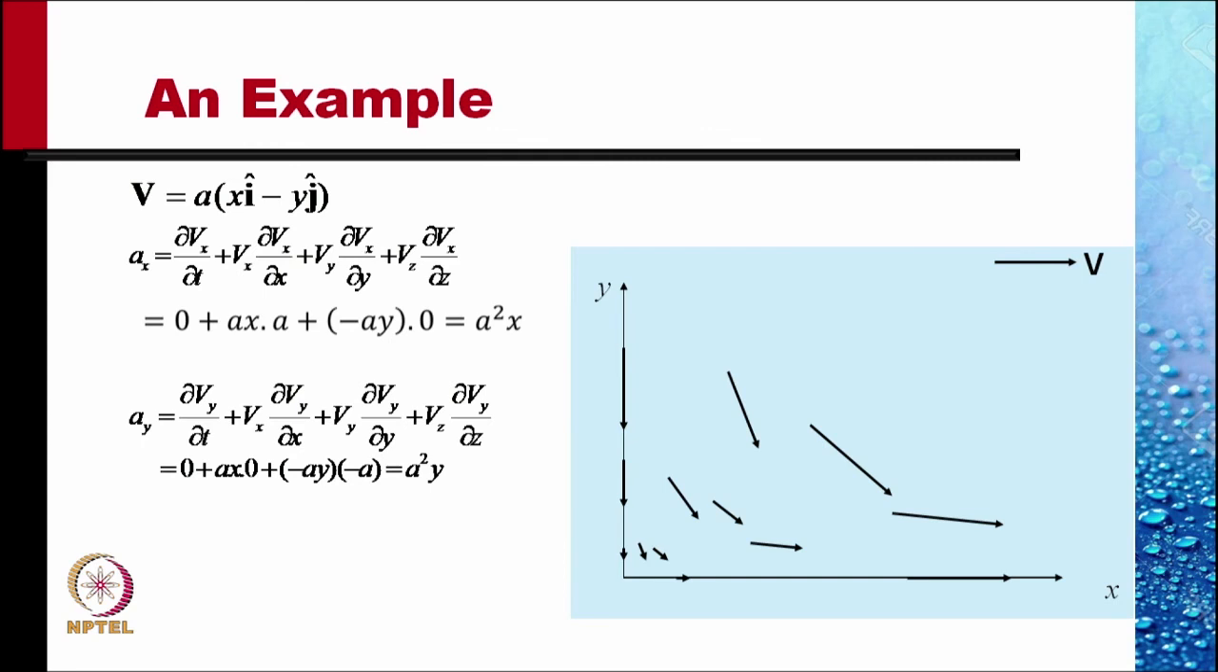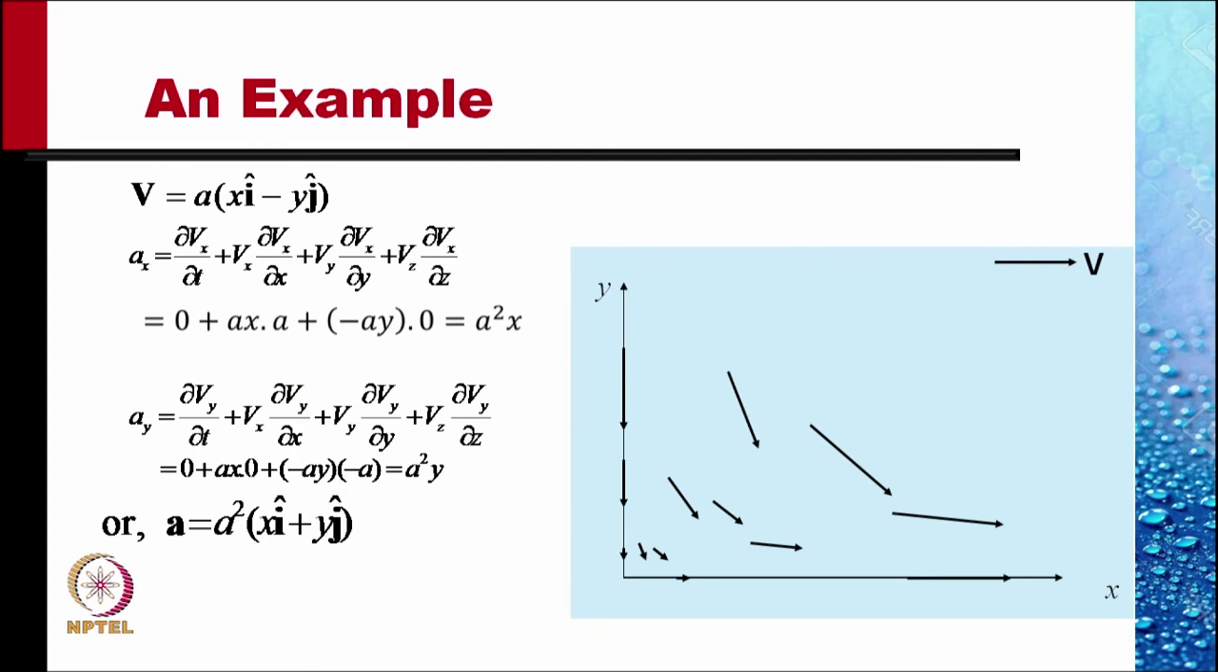So the acceleration vector is a square xi plus yj. This is the acceleration of the particle which would be at the location xy at a given time t. Note that the acceleration is independent of time. The velocity was independent of time, so acceleration is also independent of time. If the velocity is independent of time, why is there an acceleration? Because acceleration is only rate of change of velocity.